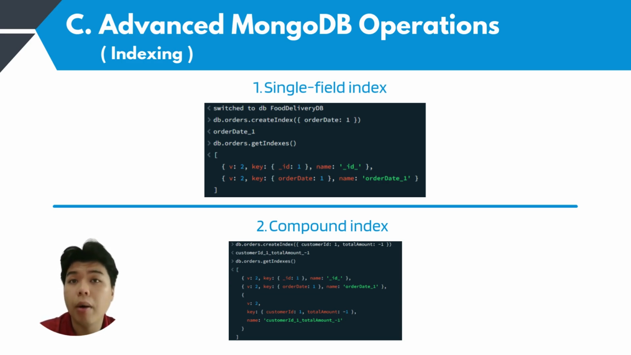Secondly, we create a compound index using customer ID and total amount. This is critical for more complex queries, such as finding a specific customer's most expensive order. By indexing both fields together, we can jump directly to a user's high-value transactions efficiently.